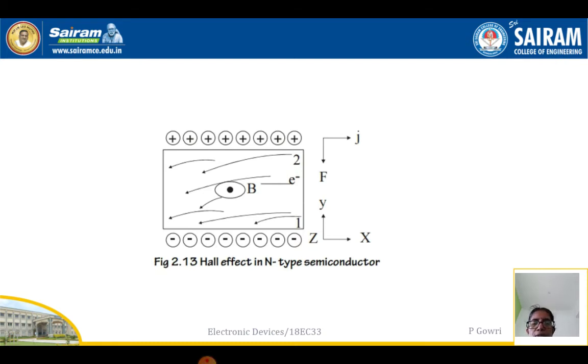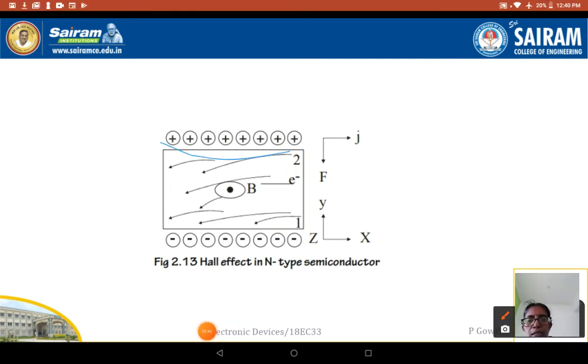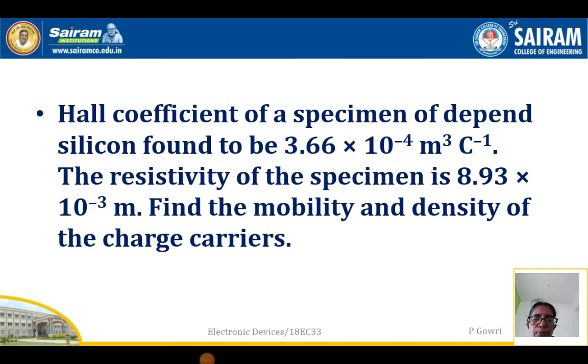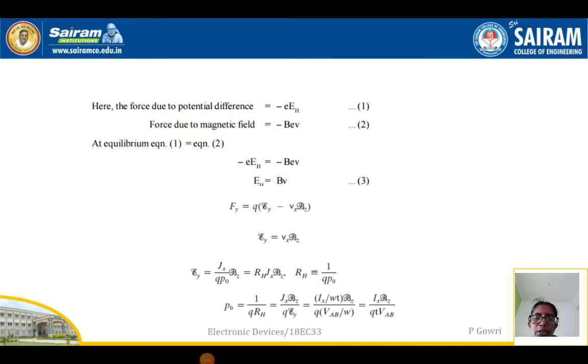In the n-type semiconductor material, the majority carriers are electrons. So these electrons will be there, and similarly the applied magnetic field is B. There is a movement of charge carriers because of the applied field. The voltage created due to the Hall effect is given here: plus will be here, minus will be here. This voltage is called my Hall voltage. Similarly, if I take a p-type semiconductor material, the polarity will be different.